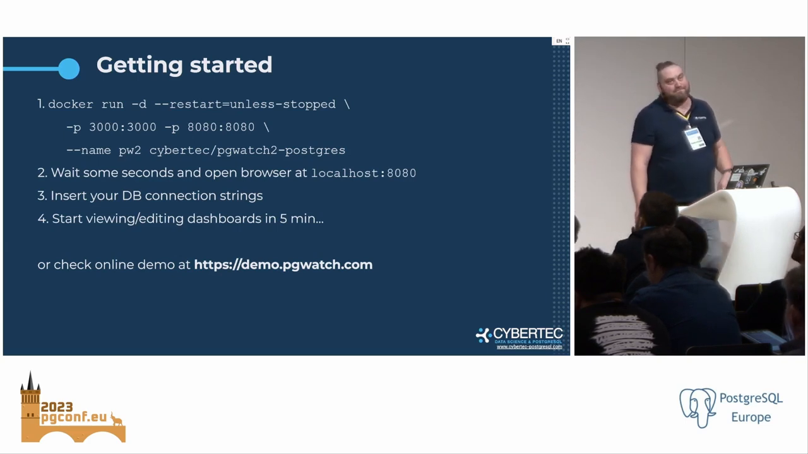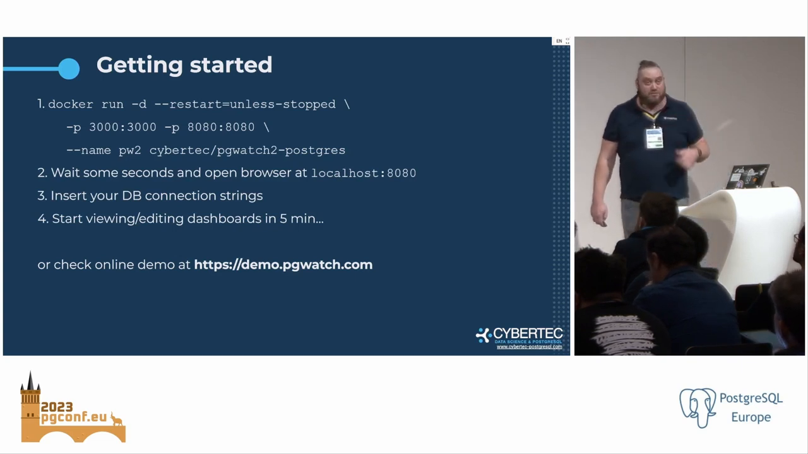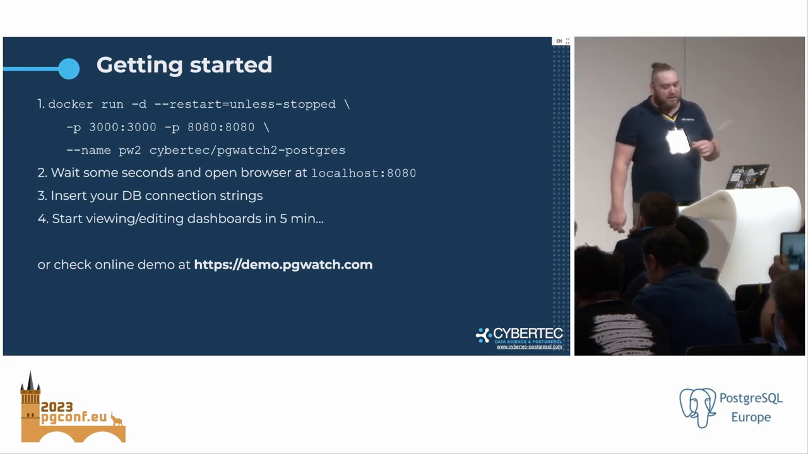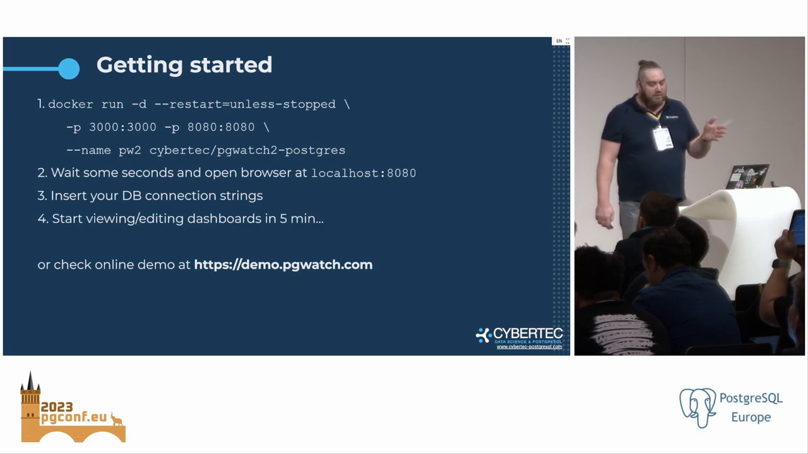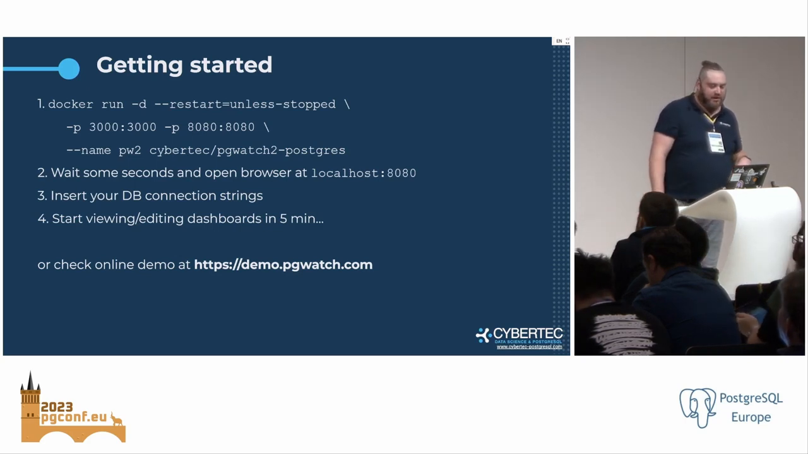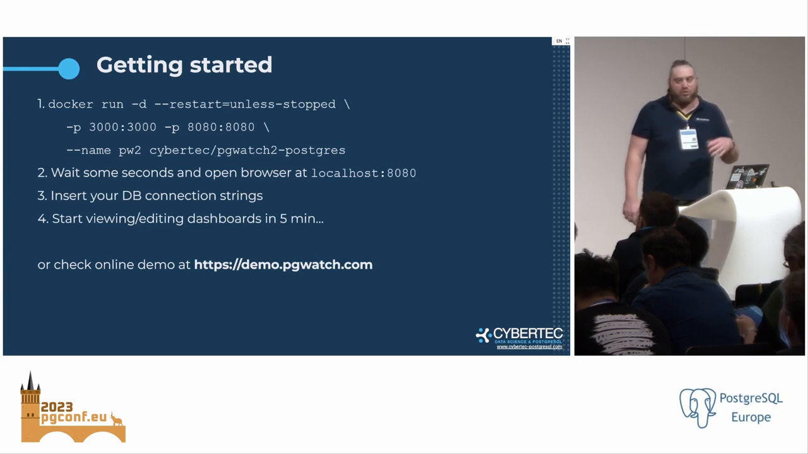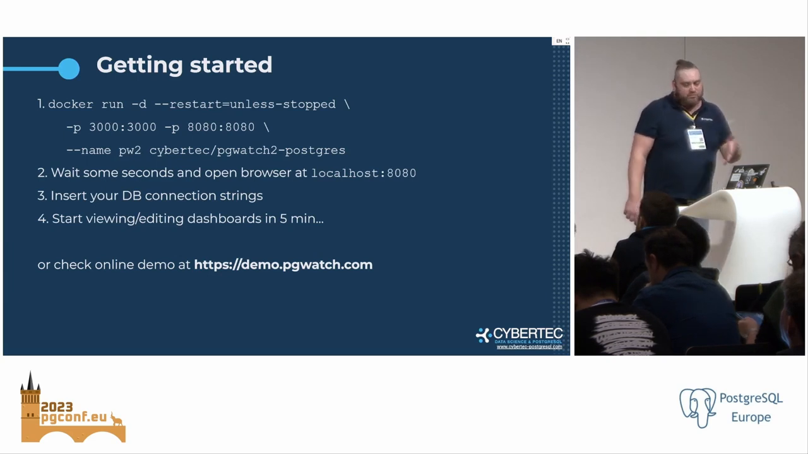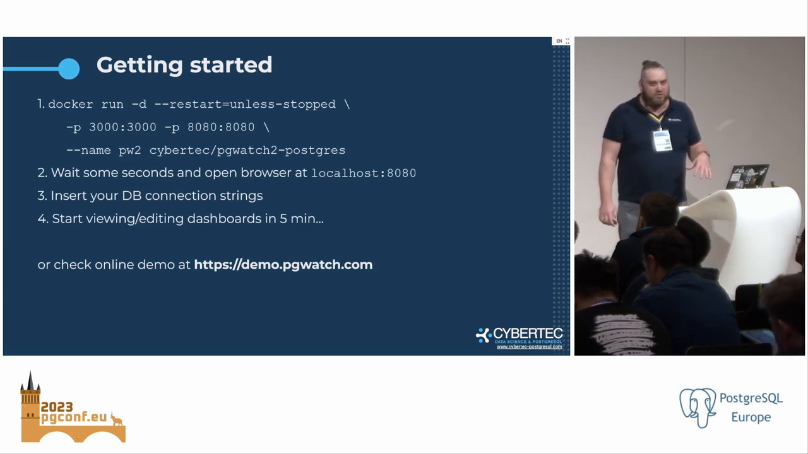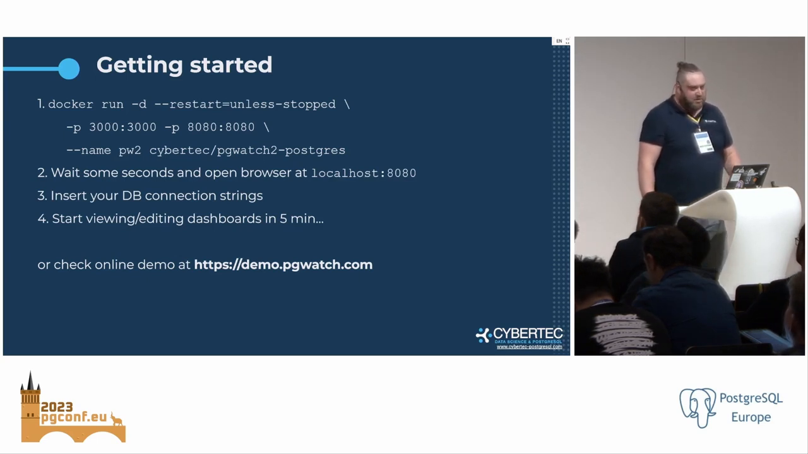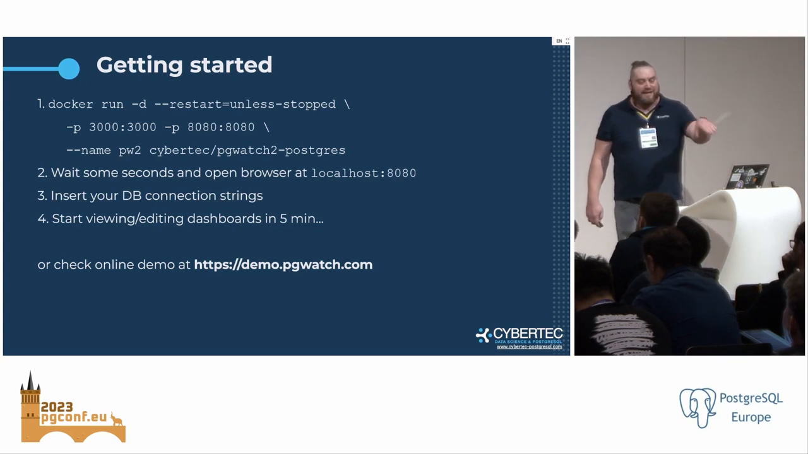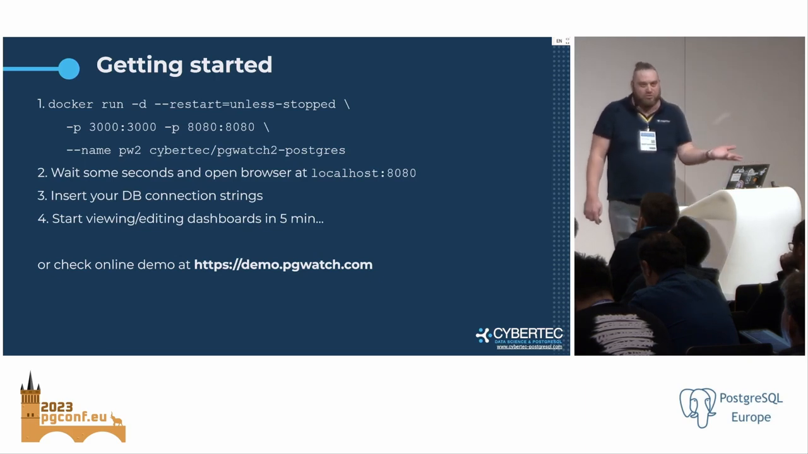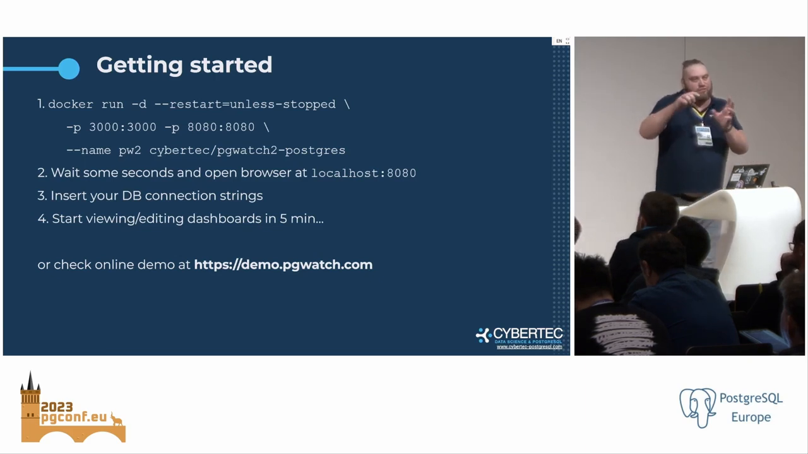How do people start using pgwatch? Well, it's easier if you want to try it, it's easier to start it with Docker. That's the command line. The port number 3000 is for Grafana, and port 8080 is for the admin web UI. You can skip the second one, but probably you want to keep the Grafana port to see what is going on inside. And the name of the container, pgwatch2-postgres, means that this is pgwatch2 based on Postgres. So Postgres is used for storing your metrics.